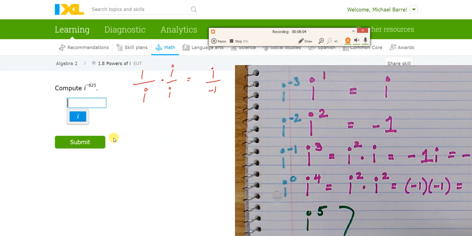825. 825 divided by 4 is 206. 206 times 4 is 824. This is 825. The difference is a power of 1. It's a negative, so it's a negative 1, which means negative i. I got this. 950. It's positive this time. 950 divided by 4 is 237. 237 times 4 is 948. This is 950. It's a difference of 2. It's a positive 2, so it's going to be negative 1.